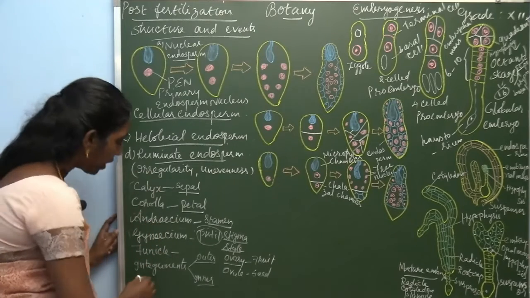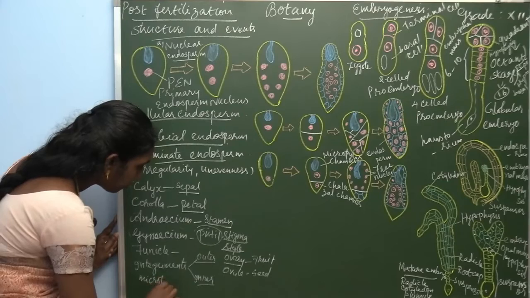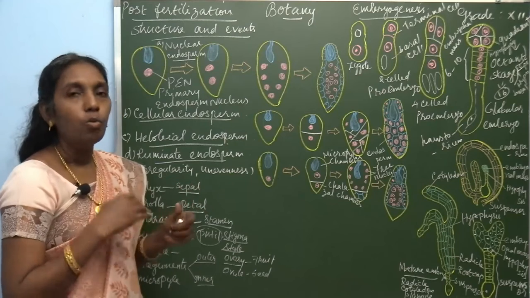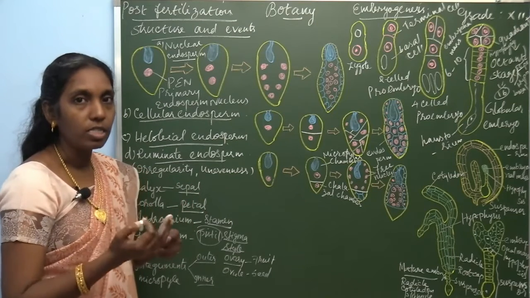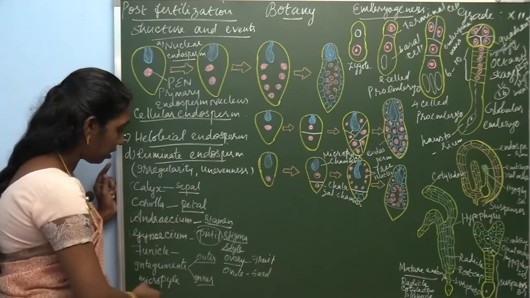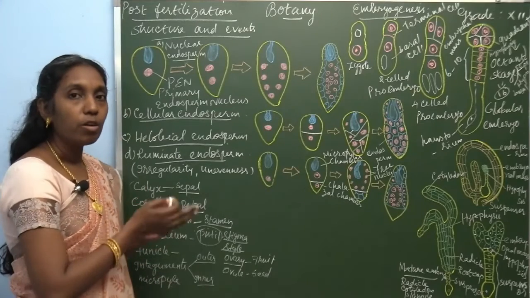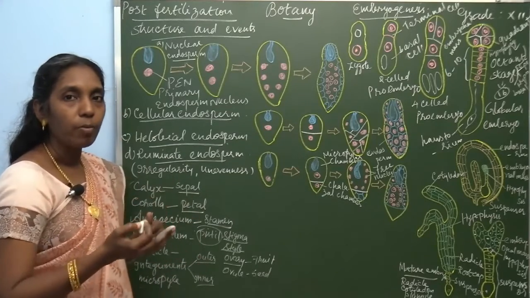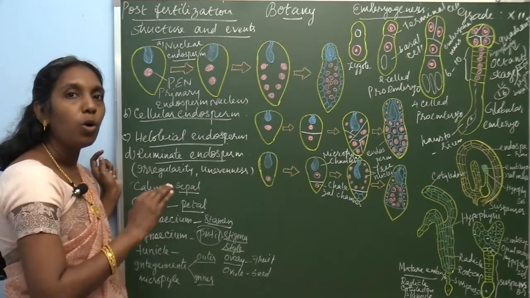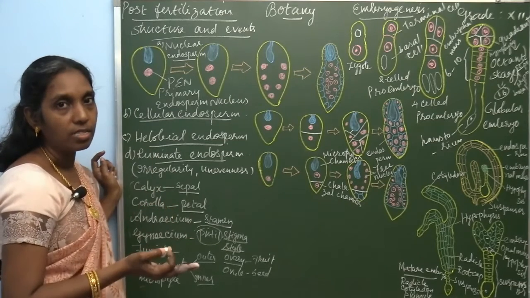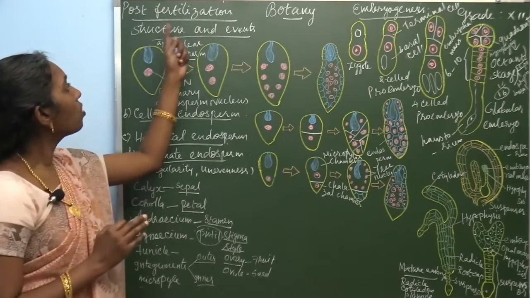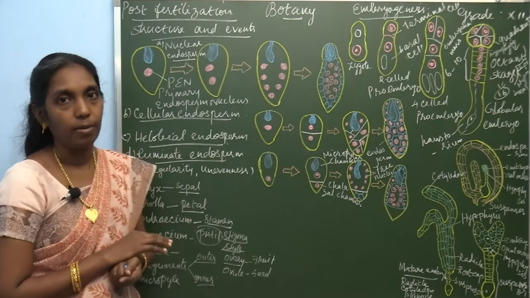Then there is a region called the micropyle. The micropyle of the ovule becomes the micropyle of the seed, which facilitates the exchange of oxygen as well as water. So gaseous exchange and water exchange take place through the micropyle. All these changes are known as post-fertilization changes. These changes occur in the flower, and that event is known as post-fertilization structure and events.